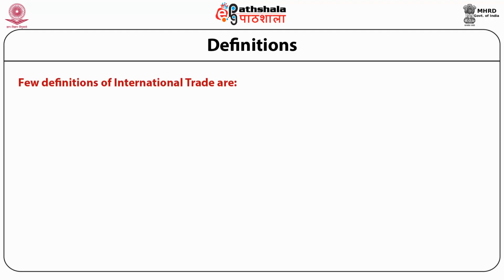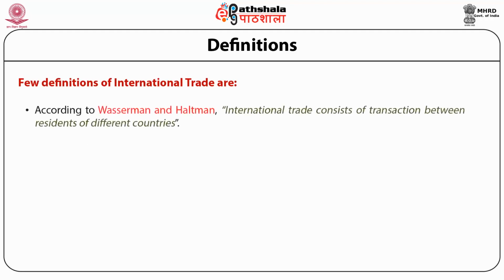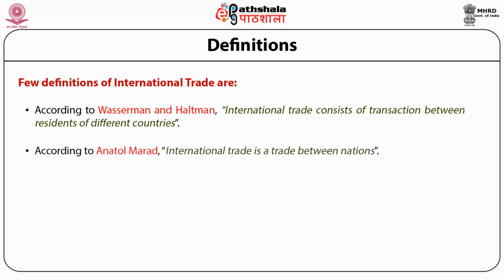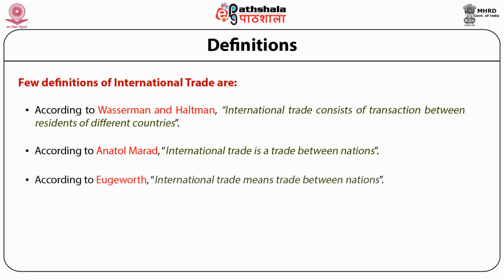There are various definitions provided by different persons. According to Wasserman and Hultman, international trade consists of transactions between residents of different countries. According to Marad, international trade is trade between nations. According to Ogworth, international trade means trade between nations.